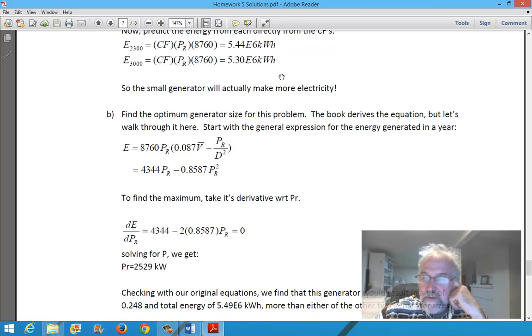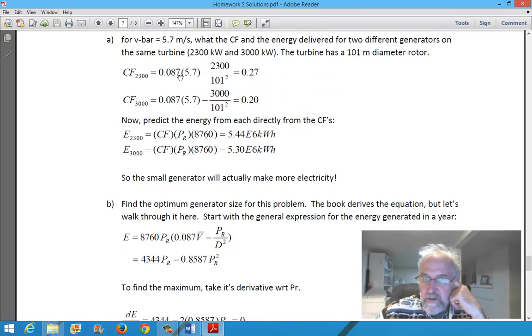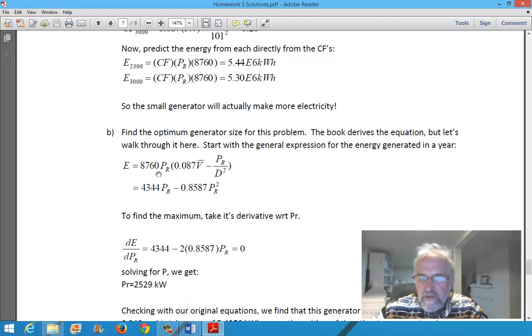You combine the two steps we did in the previous part A: find the capacity factor, use the capacity factor to find energy. Put this together in symbolic form. So instead of plugging in the numbers, keep the symbols together. You get this equation where the energy you'd expect from the wind farm in a year is equal to hours in a year, 8760, times P, times the capacity factor, 0.087 times the average velocity, times P_R divided by D squared.